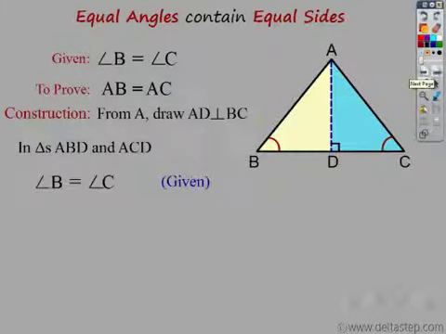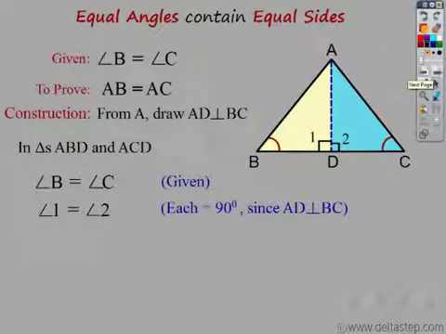The second thing is, again, since AD was perpendicular to BC, this is also 90, this is also 90. Let's call this 1 and 2. So angle 1 would be equal to angle 2. Each is 90 degrees. The third thing is AD, which is being shared by both the triangles. So AD is equal to AD, which is common.